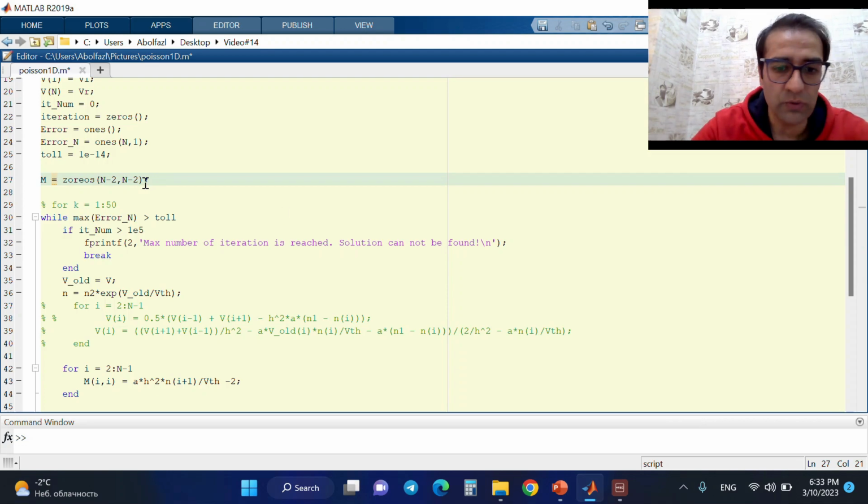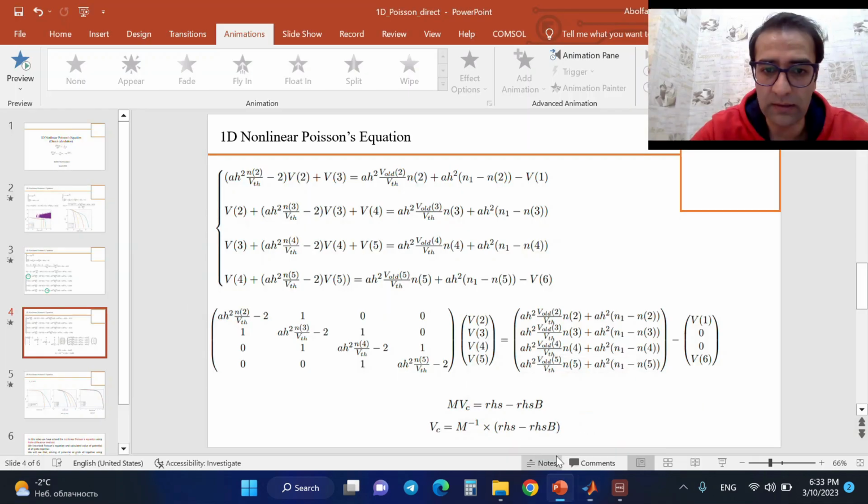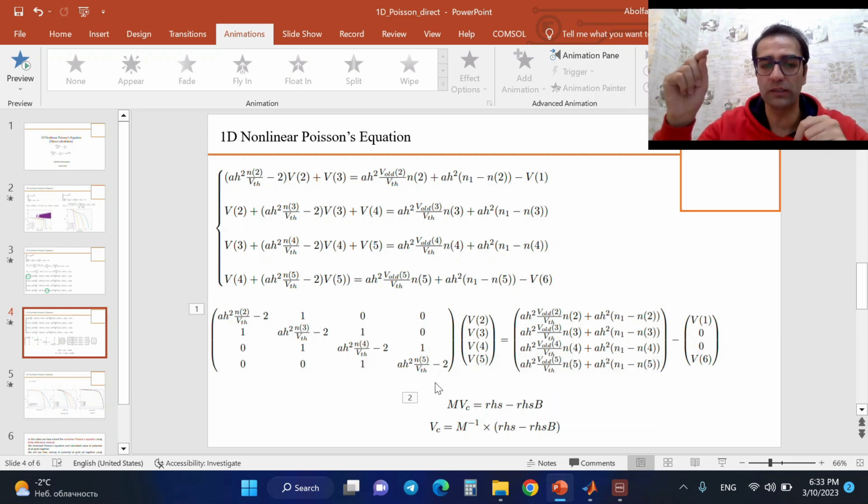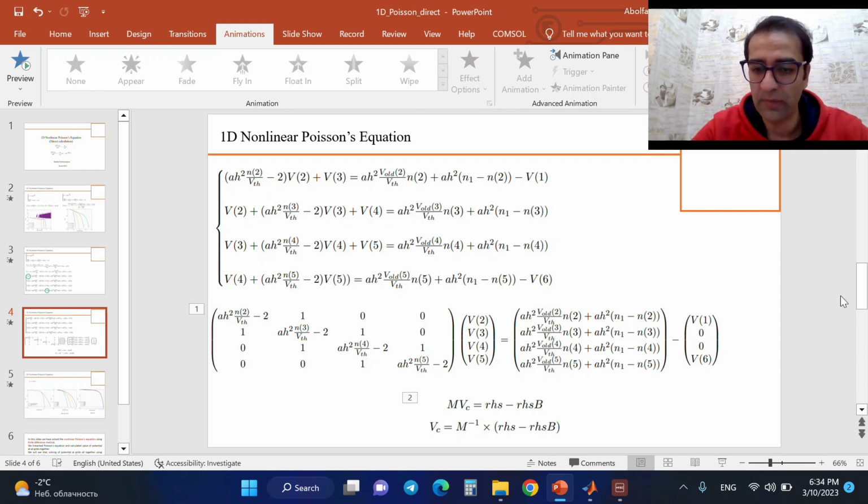Why n minus 2? Because you saw that I derived the system of equations by assuming that the number of grids is 6, and what we got for the matrix M, the dimension of matrix M, is 4 by 4. It means that when the number of grids is n, the dimension of the matrix should be n minus 2 by n minus 2. And why? Because we just excluded the elements that represent the boundary conditions V1 and V2. Okay.